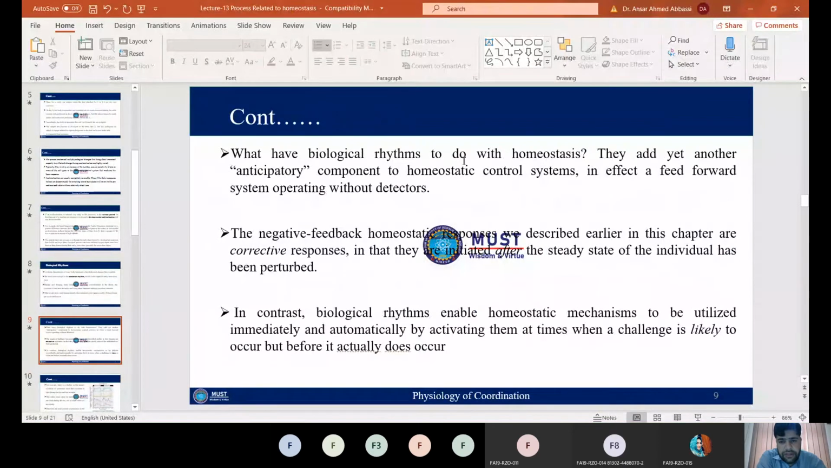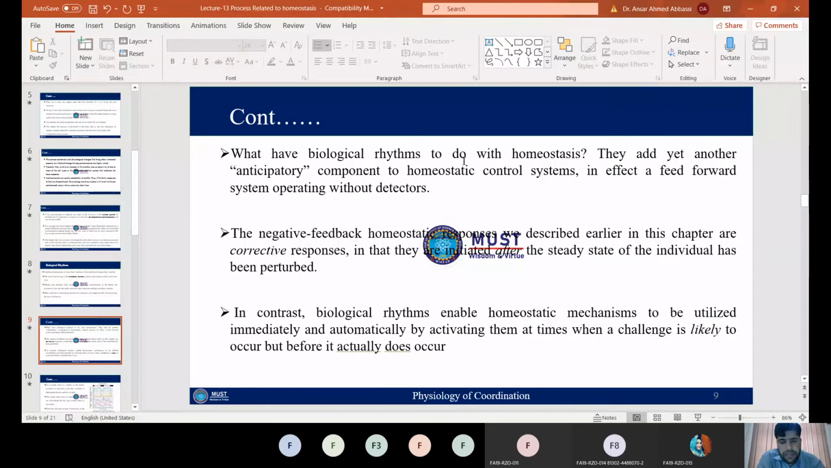Biological rhythm, what is it linked with? Homeostasis. Biological rhythms basically add an anticipatory component to the homeostatic control system, in a feed forward system which is operating without detectors.